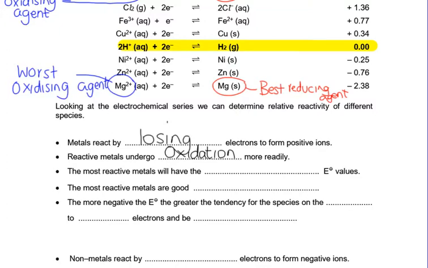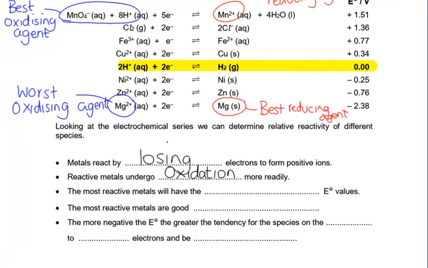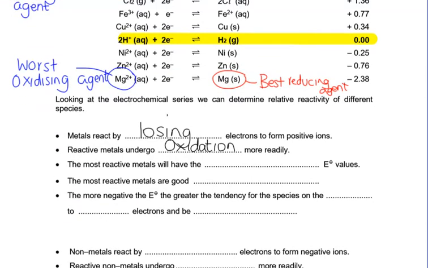If they are the things that are going to want to lose electrons the most, and remember this series above is about a list of gaining electrons, the one at the bottom is going to be the one that wants to lose electrons the most. So the most reactive metal will have the most negative value, so we're looking at our magnesium there with minus 2.83, the most negative value. And the most reactive metals are our best reducing agent.